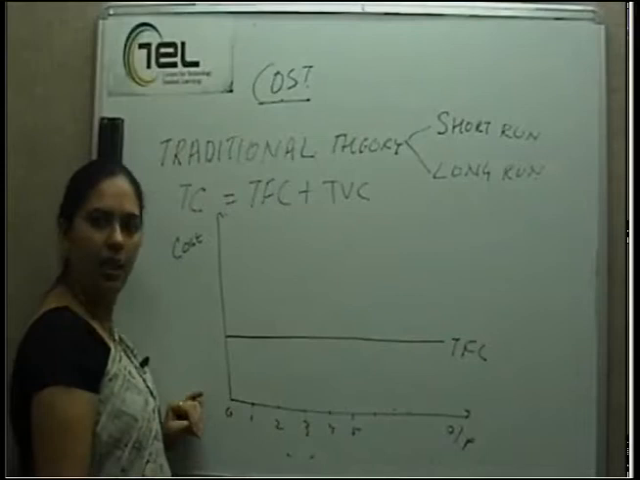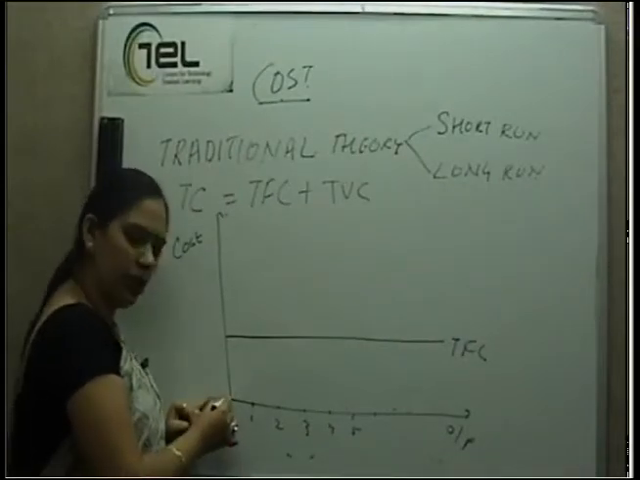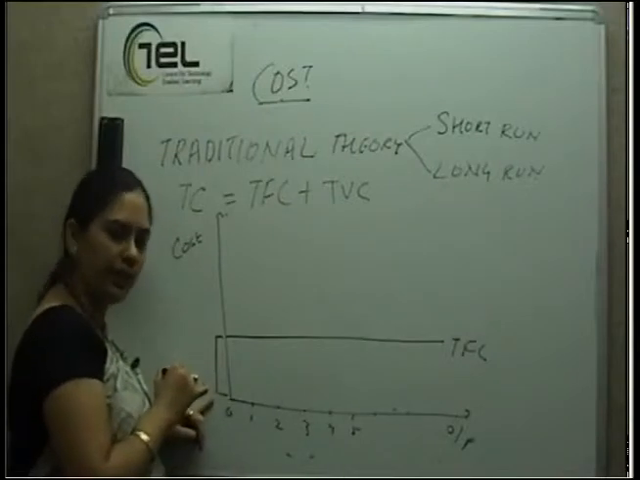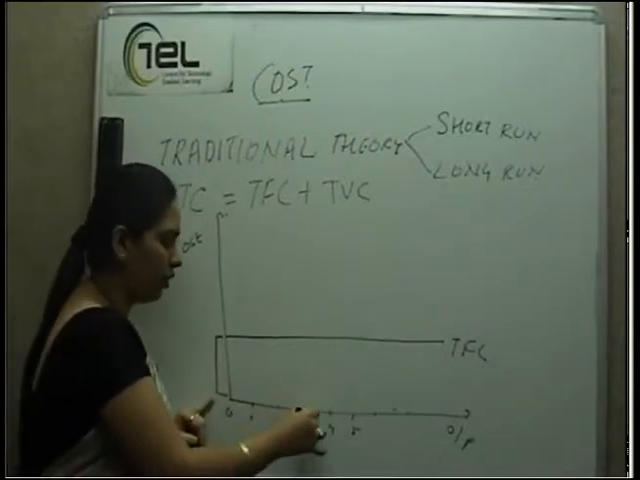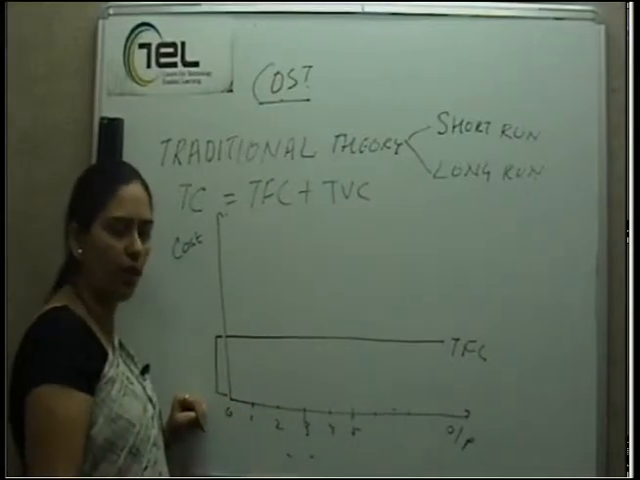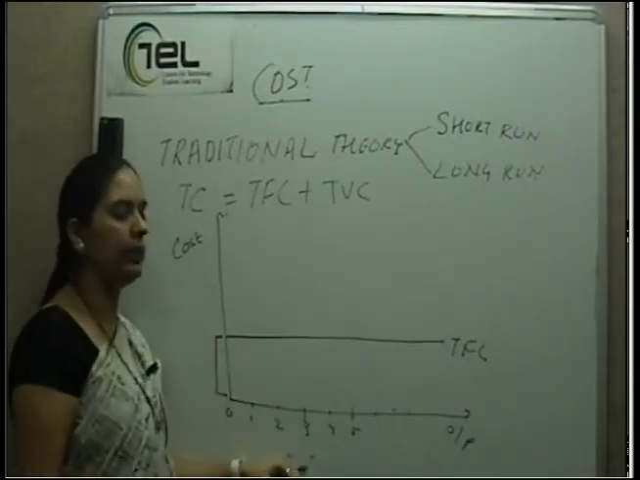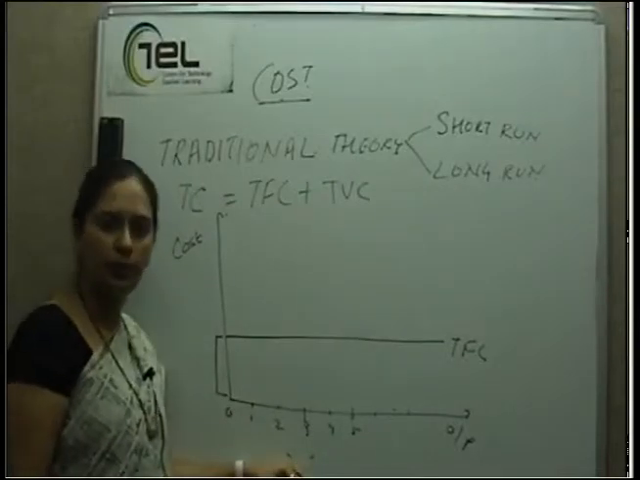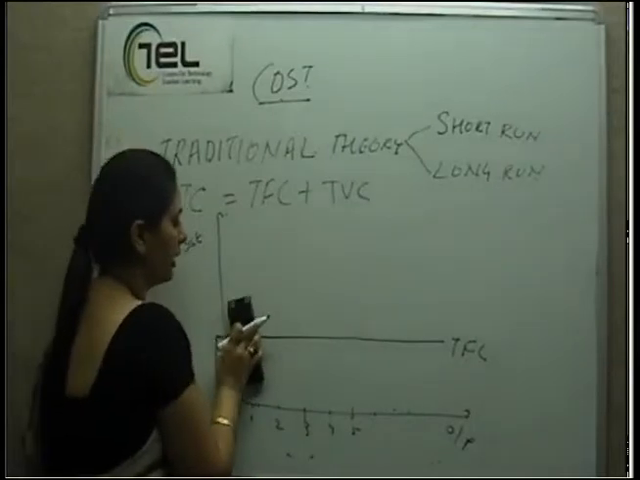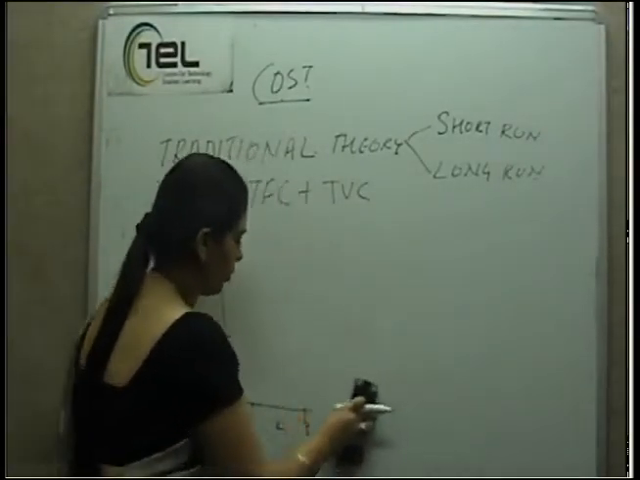x-axis. This shows my level of output is 0, still there is maybe one level of cost which I have incurred, whether my level of output was 3 or 5. There is one level of cost, that is total fixed cost, which we incur irrespective of the level of output. Now let's come to the second concept, that is the concept of total variable cost.